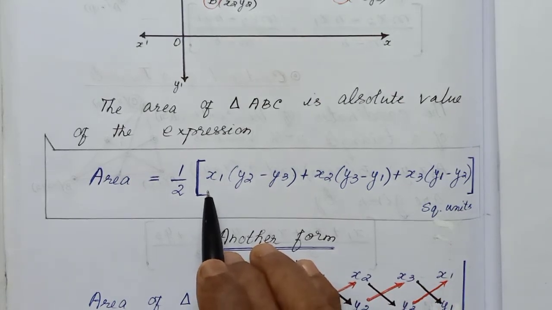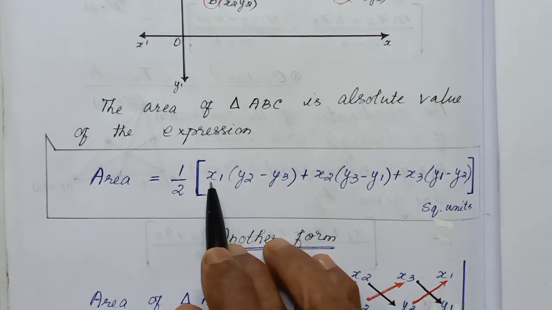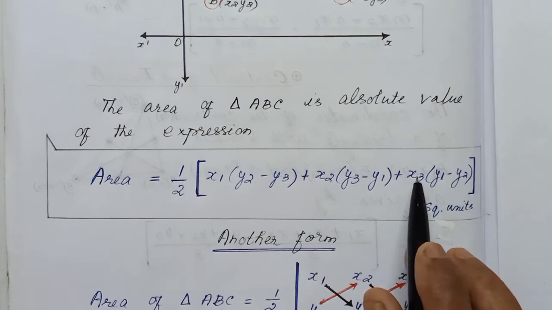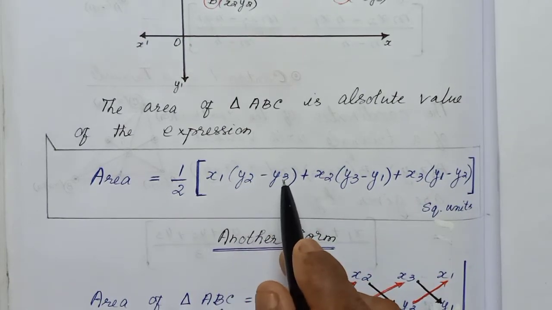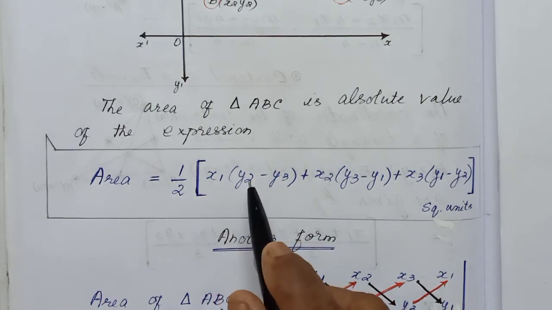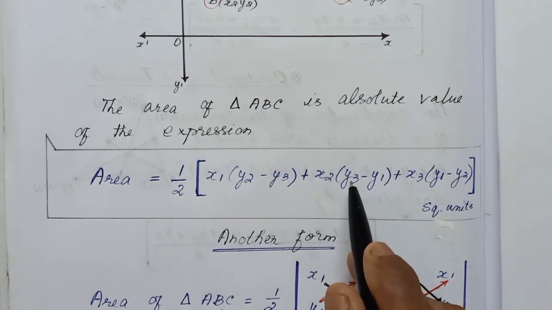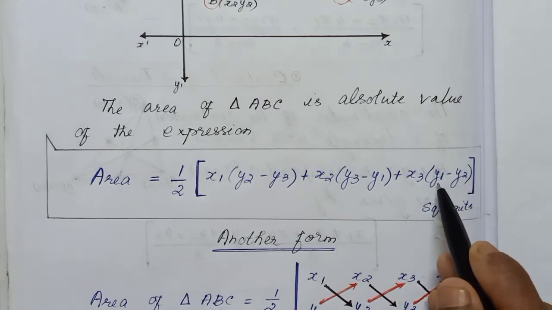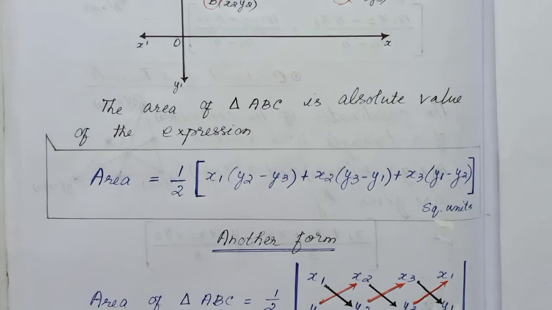See how to remember this formula easily. See, 1 by 2, here you put externally x1, here x2, here x3. Internally, in between the brackets, you always represent the y values. See, here x1, so you put y2 minus y3. Where it ends, y3, it starts again in the bracket y3 minus y1. Where it ends, y1, you again start y1 minus y2. So it is easy to remember.